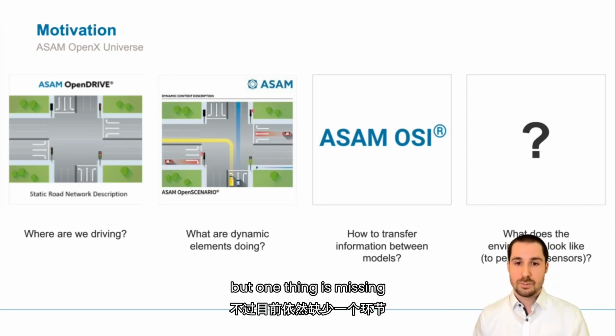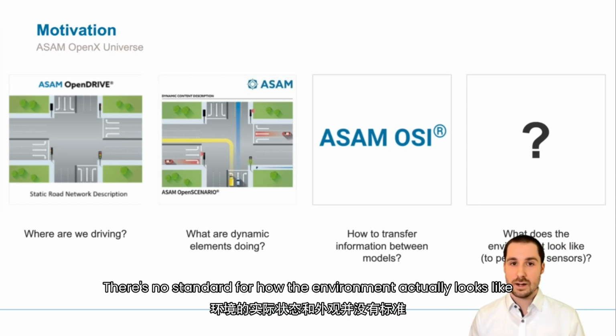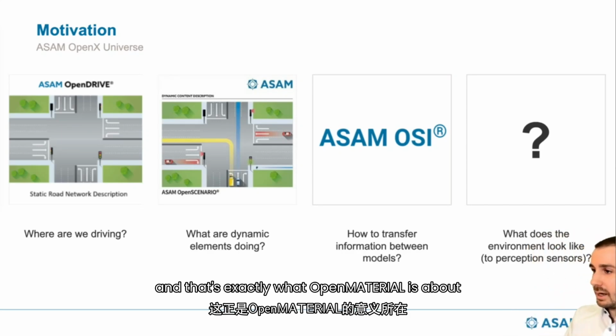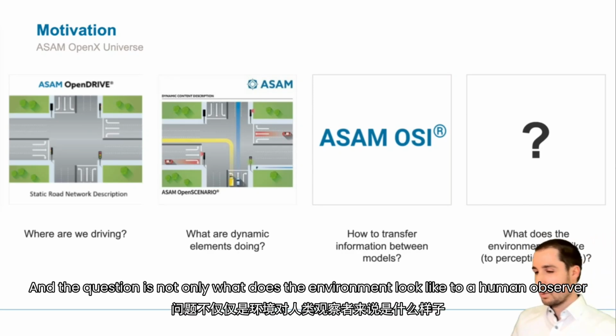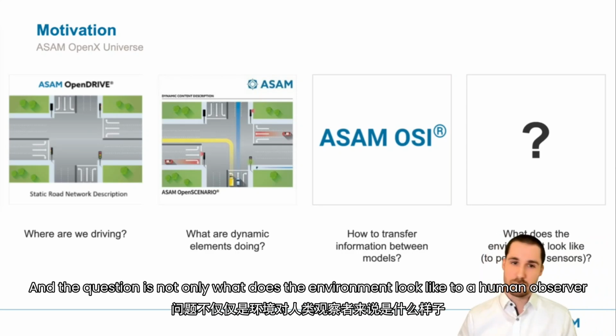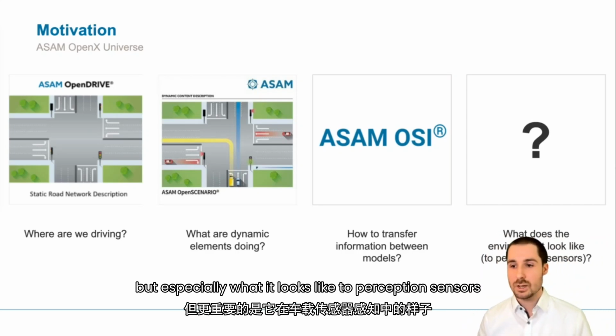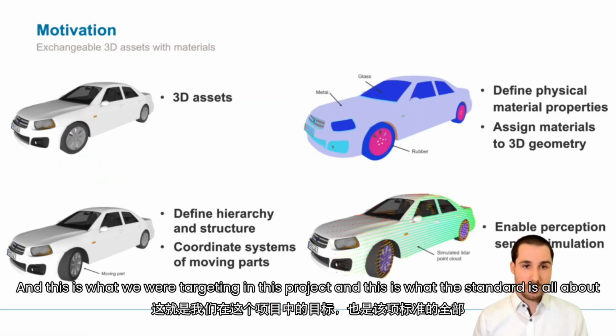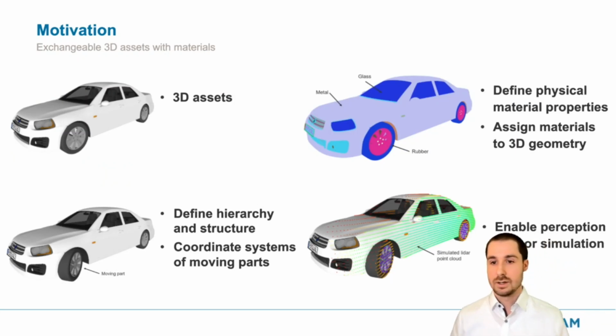But one thing is missing. There's no standard for how the environment actually looks like. And that's exactly what Open Material is about. And the question is not only what does the environment look like to a human observer, but especially what it looks like to perception sensors. And this is what we were targeting in this project, and this is what the standard is all about.